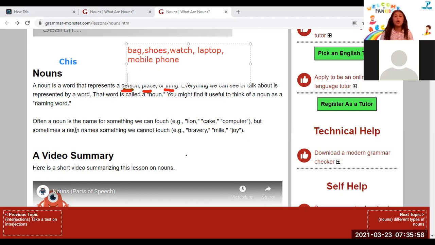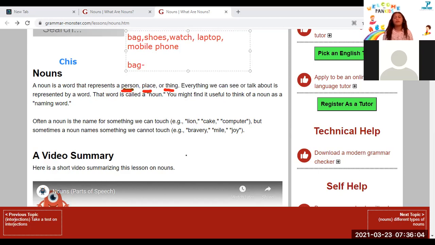Look at teacher. So what's the name of the bag? The brand of your bag. Do you have a Barbie bag? Okay, the name of teacher's bag. This is the bag of teacher. The name is Guess. I will write here. The name of teacher's bag is Guess, that's the brand. Bag is a common noun. What's the name? Guess is the proper noun.